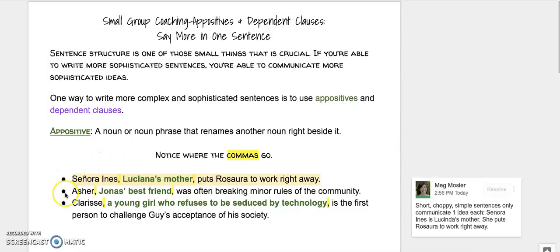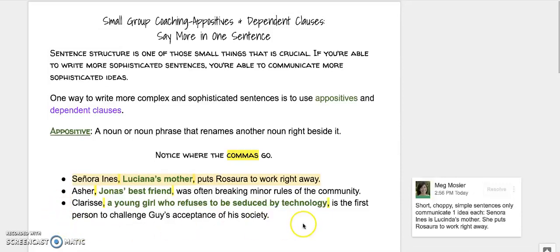So let's take a look at the second bullet point. If you're going to describe or discuss Asher in your essay about The Giver, you've got to identify who he is, like I did here. Asher, Jonas's best friend, was often breaking minor rules in the community.